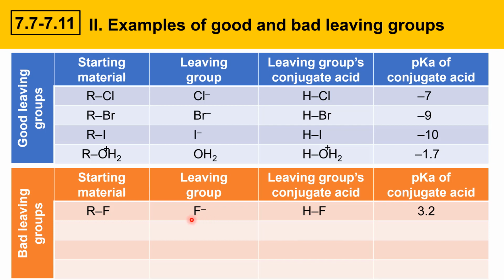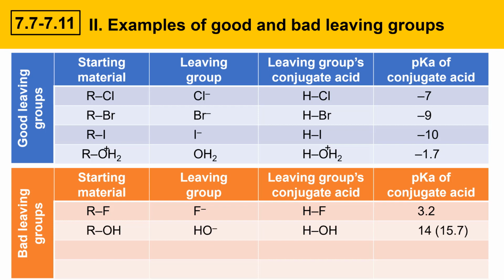F- is a bit stronger base than some of these others due to atom size. F- is a smaller atom than Cl-, and that dictates its basicity. It's a stronger base than Cl- because of that. Here's another example of a poor leaving group, OH leaving as OH minus. OH minus is a strong base.